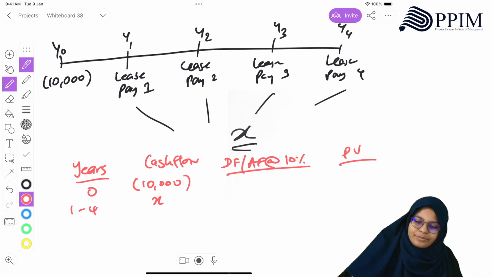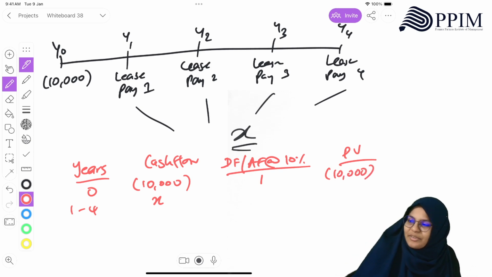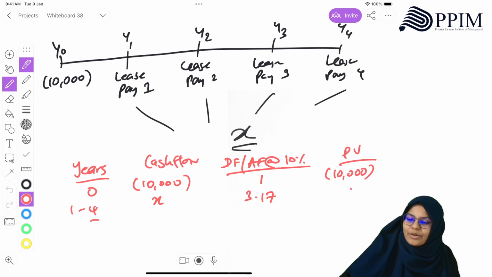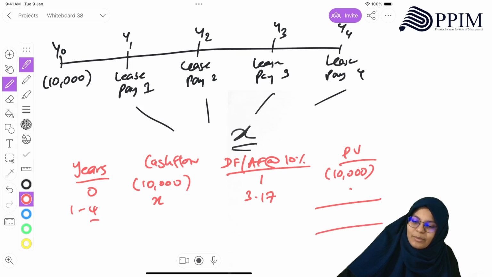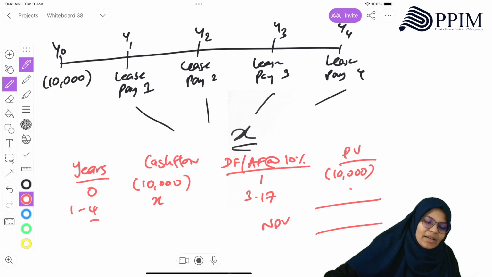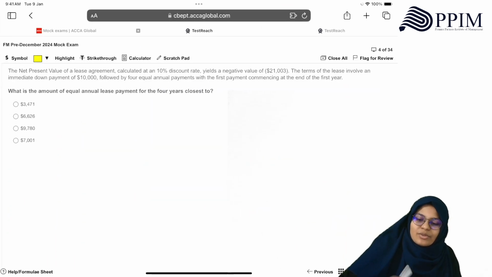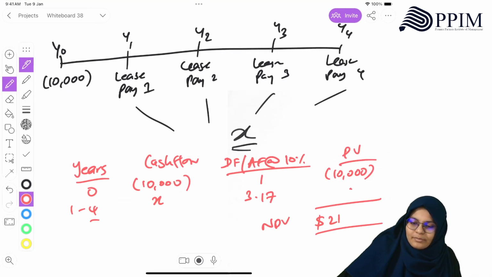Present value. So here the factor is going to be 1, so this will be minus 10,000. Now I need the annuity factor at 10% for 4 years, right? So I can go to the table and get the 10% annuity factor for 4 years, which is 3.17. Now I don't know what this answer is, but they told me that after everything is done, the net present value, the answer will be negative 21,003. They told me that.